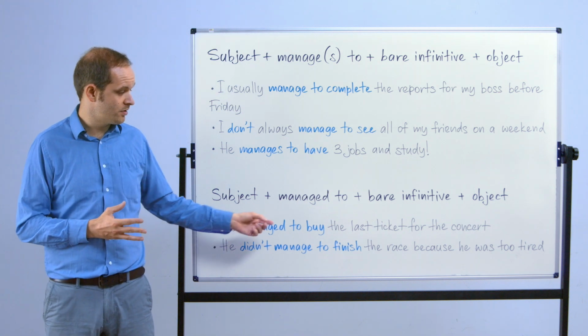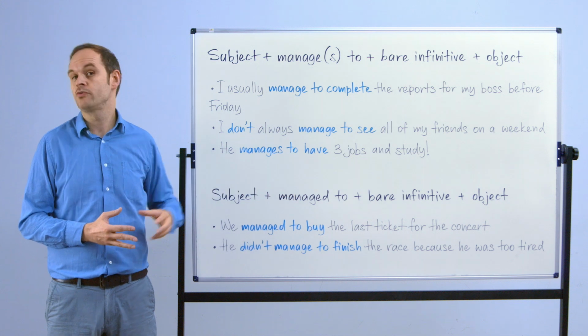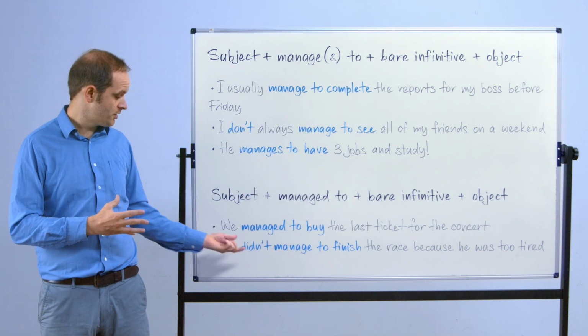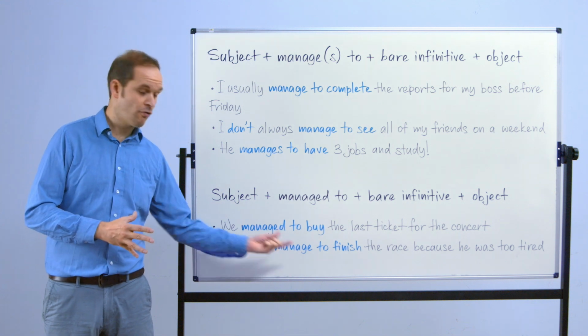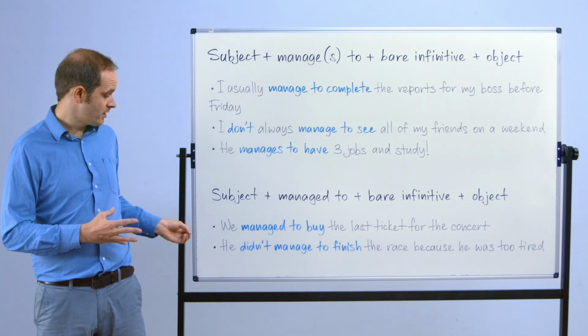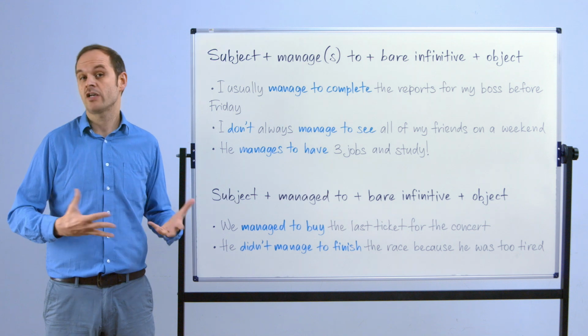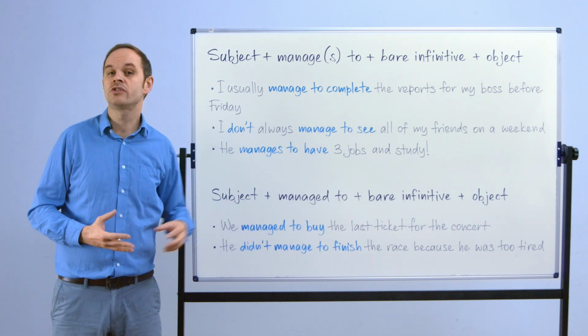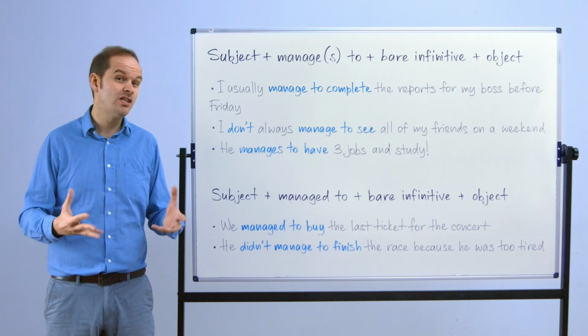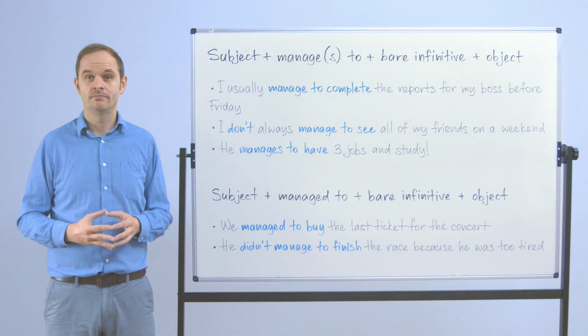He didn't manage to finish the race because he was too tired. So in the negative, you can see it behaves a lot like the past simple. We use didn't with the present form of the verb. And in this case, he didn't manage to finish the race, as in he was unsuccessful. Why not? He was too tired. It was difficult, he tried, but he failed.